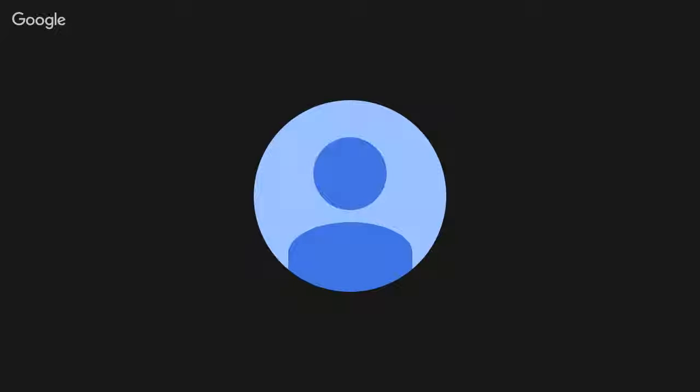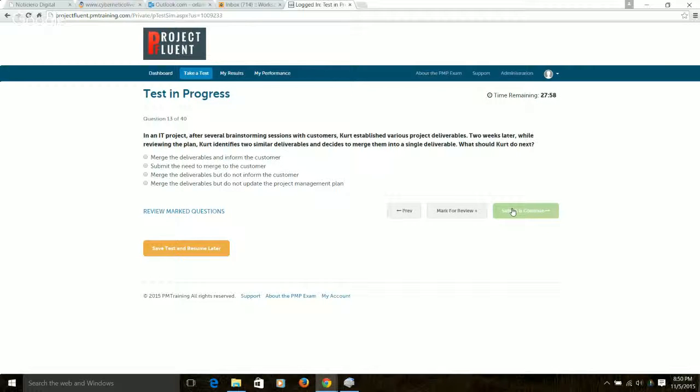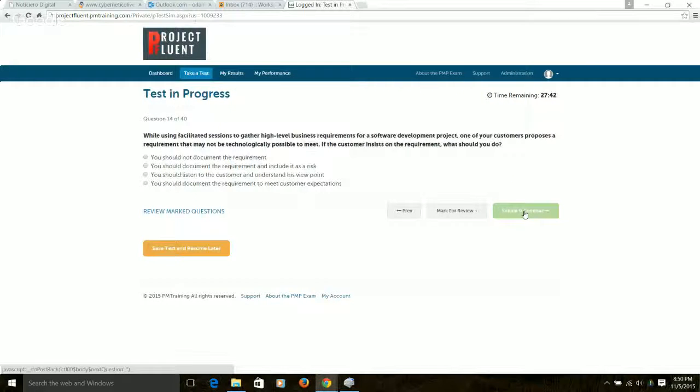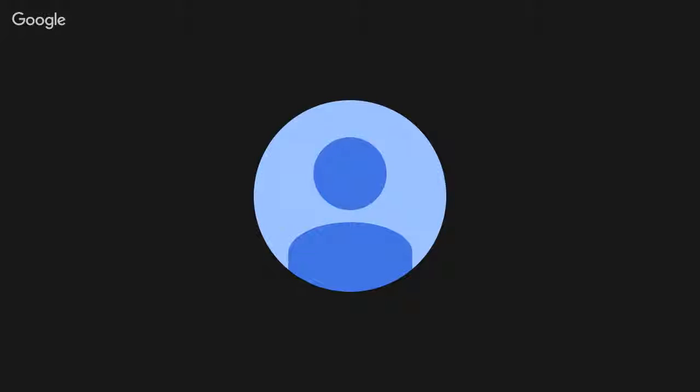Merge the deliverables, but do not inform the customer. That's not an option right there, huh? Merge the deliverables, but do not update the project management plan. No, that's not an option. Okay. I would do A, merge and tell the customer. I would not make the customer do the decision if I already know they're equal, because they don't manage the project, the project manager does. Correct. Well, I don't know if it's correct, but we'll find out. I think you're right.